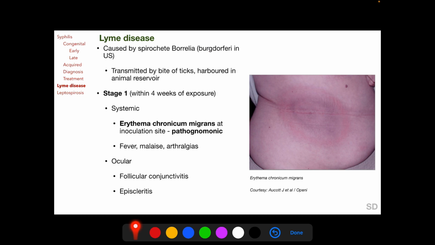The presentation of the disease is classified into 3 stages. In stage 1, which occurs within 4 weeks of exposure to tick, erythema chronicum migrans is found at the inoculation site, and this is the pathognomonic lesion and is very important for diagnosing the disease. So this is an erythema chronicum migrans lesion with a typical bull's eye appearance, and this can be associated with fever, malaise and arthralgias. Ocular manifestation in stage 1 is not that serious and includes follicular conjunctivitis and episcleritis.